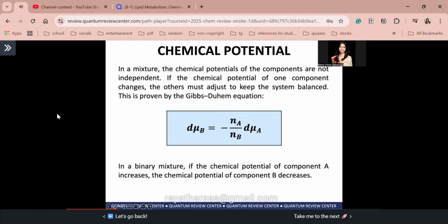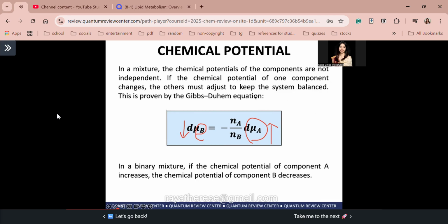Now, another concept here, based on these equations, is the Gibbs-Duhem equation. Okay? So what this says, guys, is if you slightly increase the chemical potential of A, then the chemical potential of B should decrease to compensate. Okay? Again, the chemical potential of B should decrease if the chemical potential of A increases.